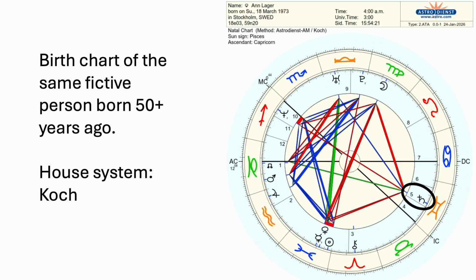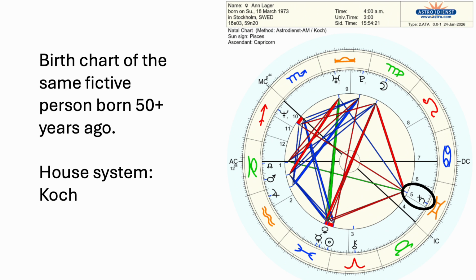Now let's try another house system, Koch. Now Saturn ends up in the 5th house. The 5th house governs creativity, self-expression, romance and children. This suggests she has problems with expressing herself. She may have problems in her love life and problems having children.